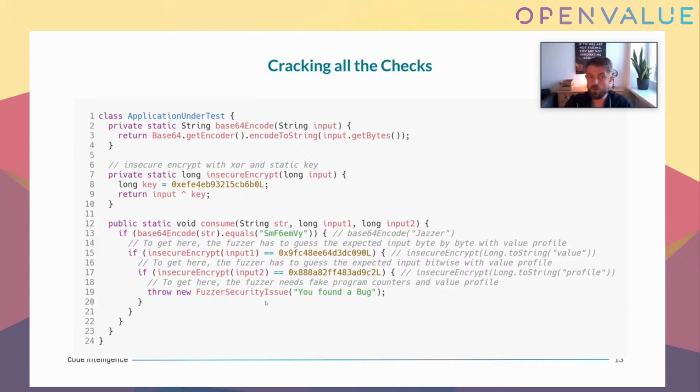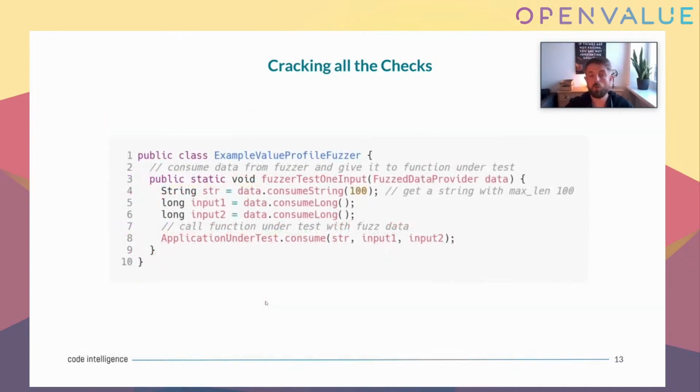If we load that application again, we want to make a fuzz test. We define a random class having the public static void function fuzzer test one input. And instead of generating byte streams, we create a fuzz data provider. The fuzz data provider is a little library which can help you take more than a single input from the fuzzer. What we get is we consume a string with a length of up to 100.